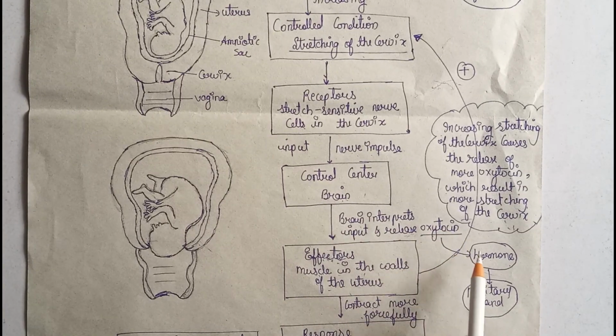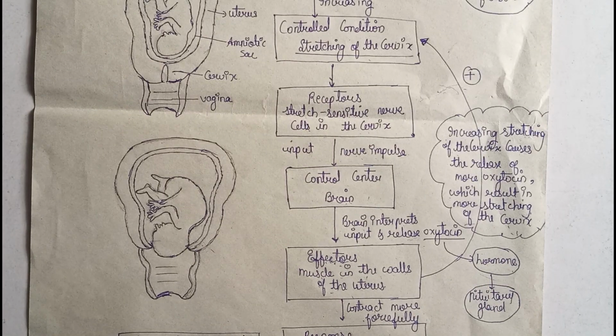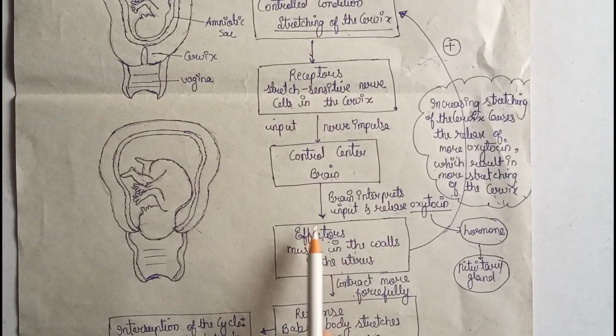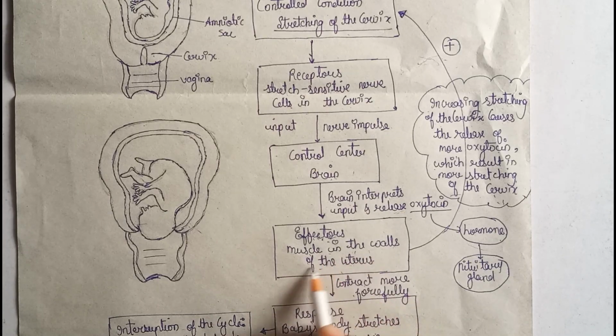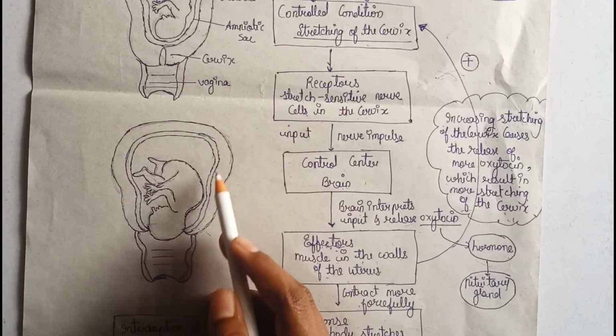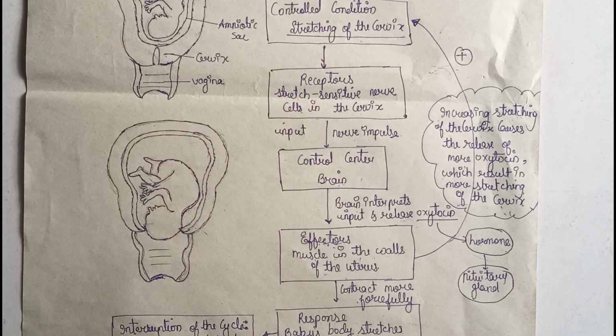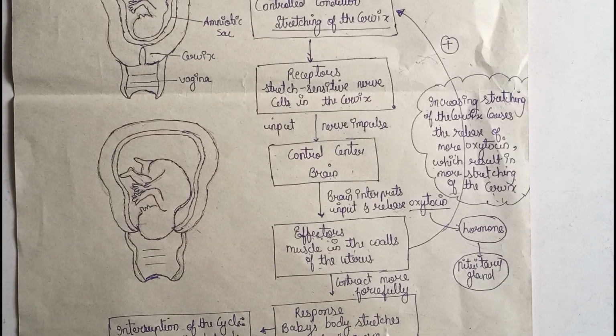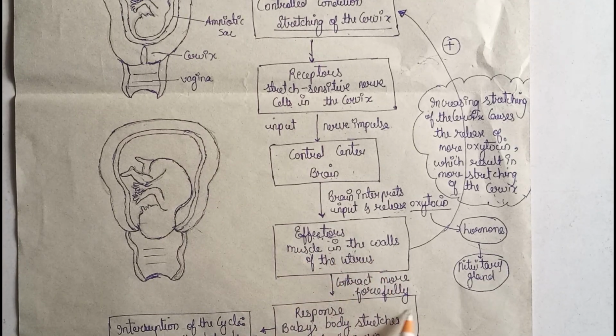What is oxytocin? Oxytocin is a hormone released from the pituitary gland. Then oxytocin moves toward the effector. What is the effector? In the previous video I discussed that the effectors are organs and tissues that behave like effectors. In this condition the effector is the muscles in the walls of the uterus. So this is the uterus, and in this uterus there are muscles present. These muscles are the effector, and oxytocin acts on these muscles. So what happens, the muscles contract more forcefully.